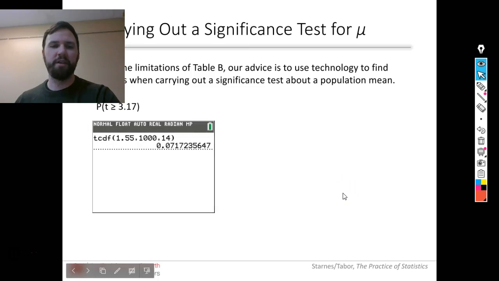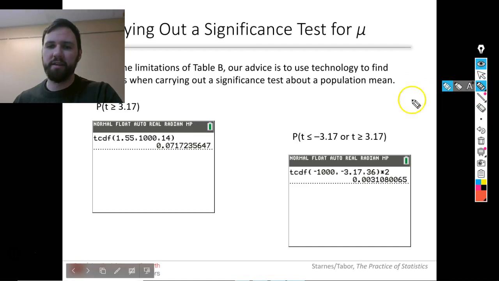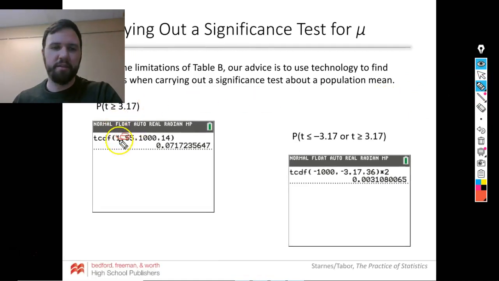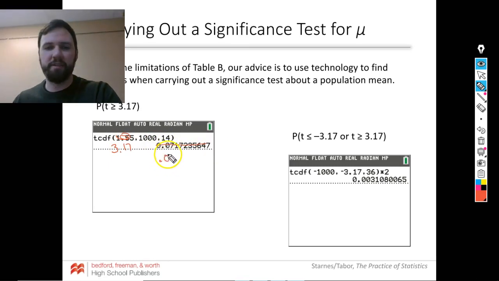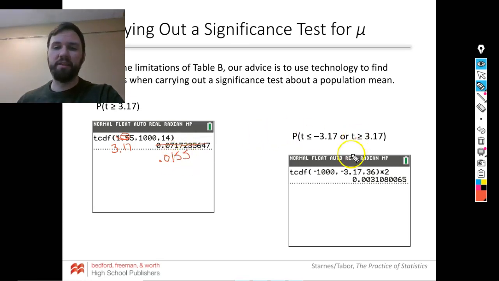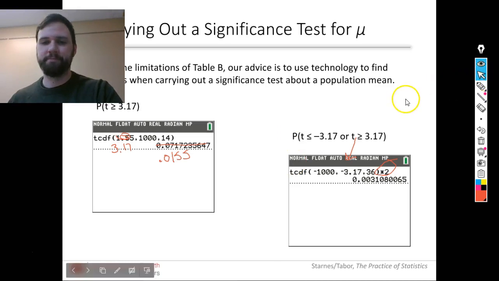Let's see, calculations. That's not right. They showed that incorrectly. 0.17. They just found it if it was bigger than it. So we're fine. We did it accurately. Again, these are calc keystrokes. They times it by 2 because it's a 2-tail. It's not just a 1-tail. All right, cool.